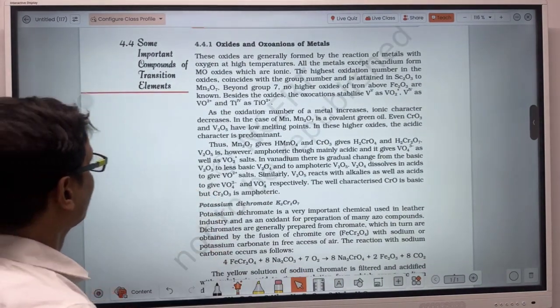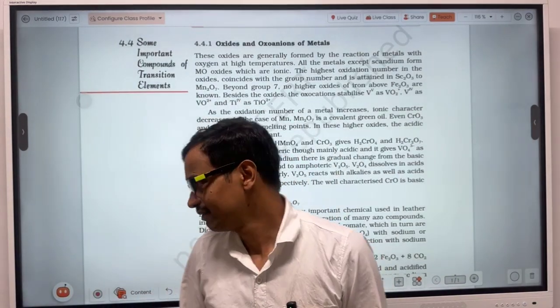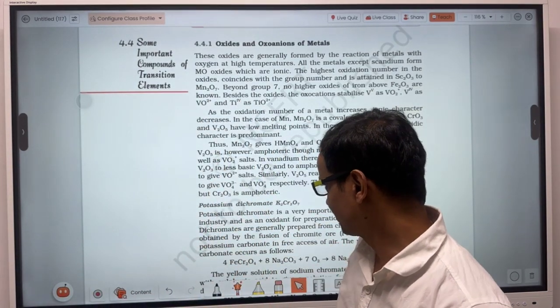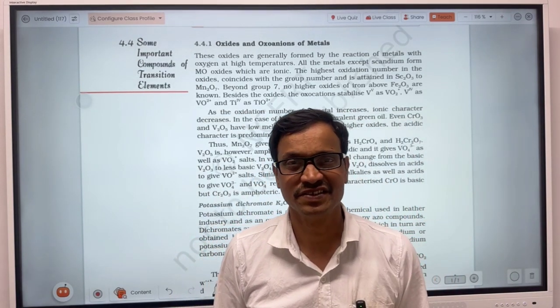Now let's see some important compounds of transition elements. In that one we will have to discuss potassium dichromate and potassium permanganate. That will be in the next video.